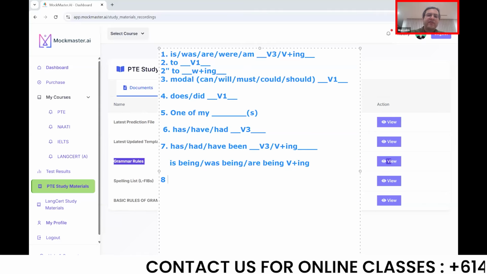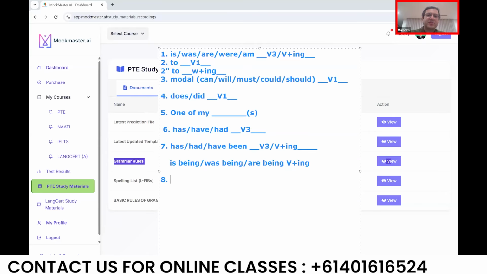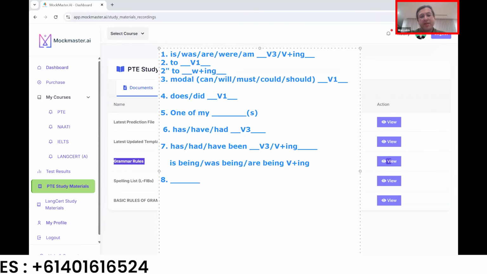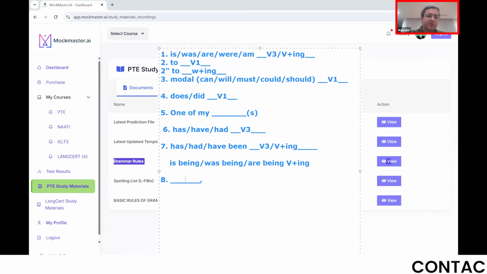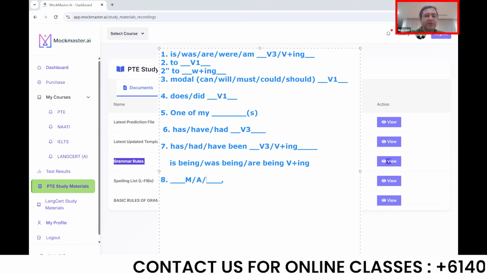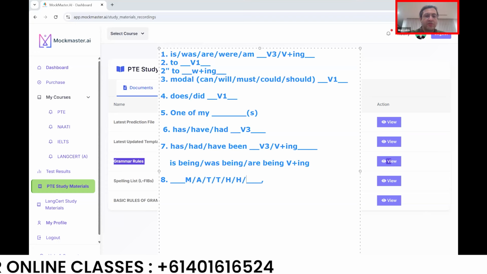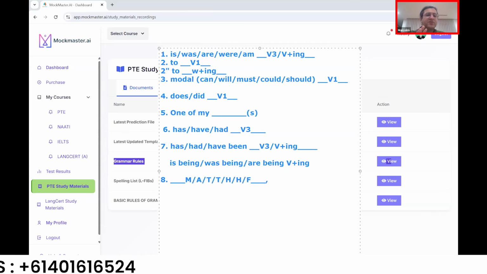Next is if the first word of a sentence is a blank, and then there is a comma. Mostly it will be a connector. Connector means moreover, additionally, thus, therefore, hence, however, furthermore. All of these words are followed by a comma. Remember.